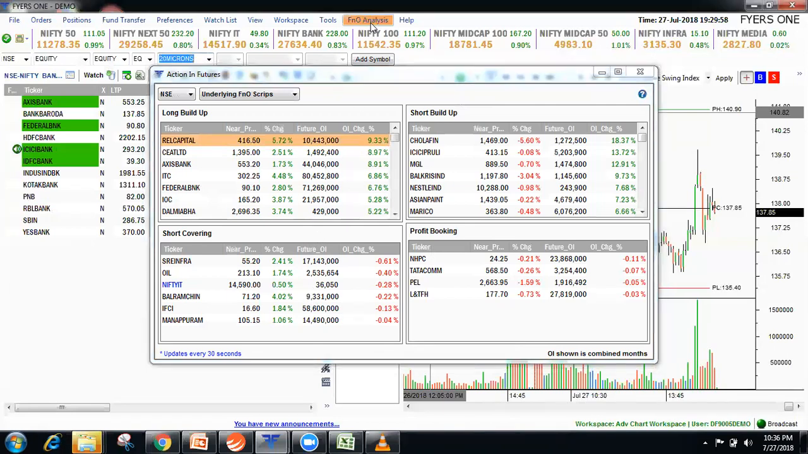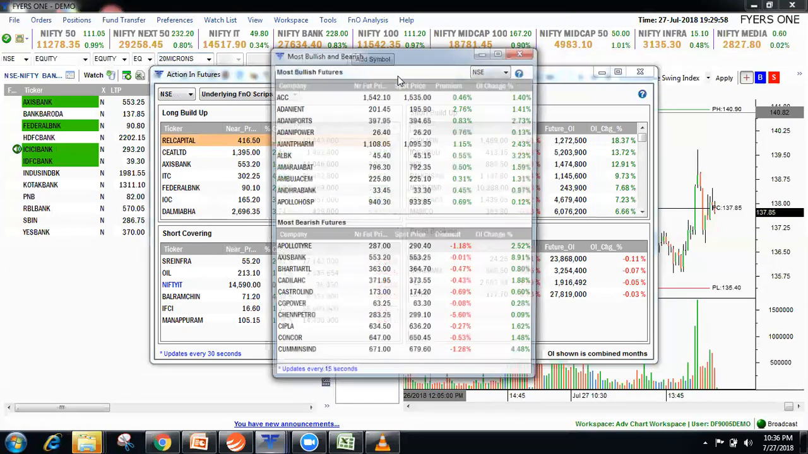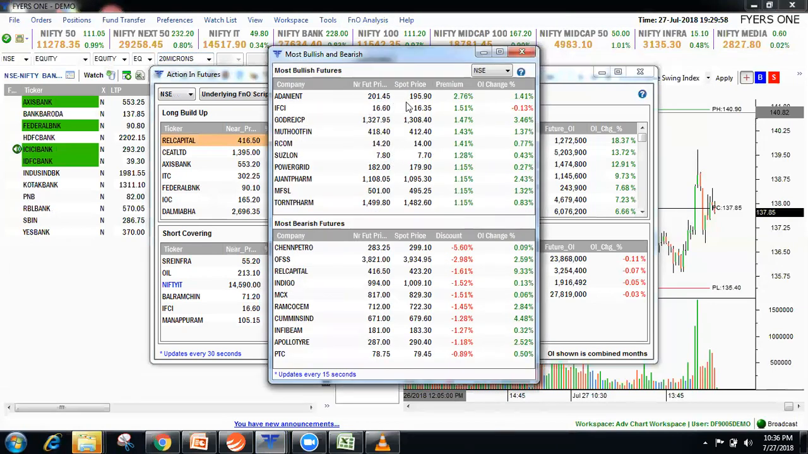And this is the most bullish and most bearish. Okay, these are the most bullish and most bearish stocks. They will show here. These are the bullish stocks. These are the bearish stocks. But we are not using it. But you can check it.